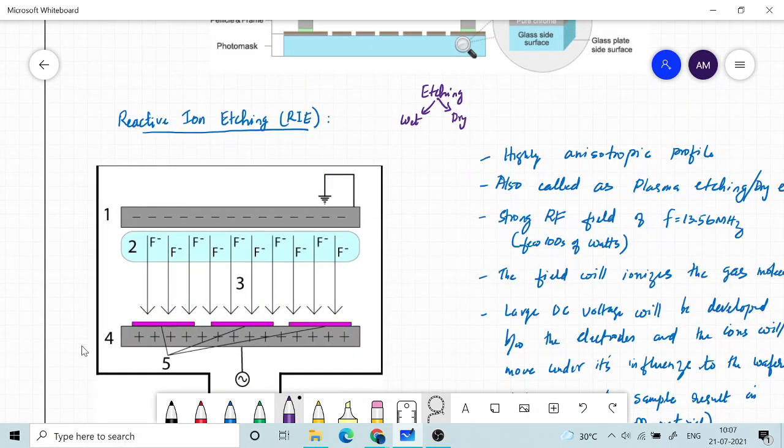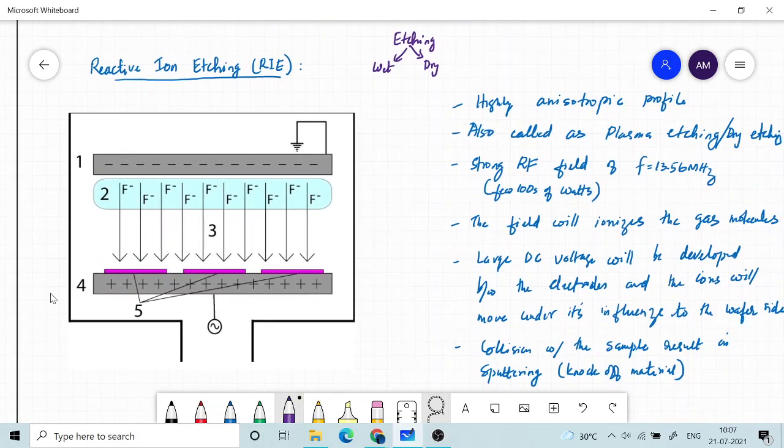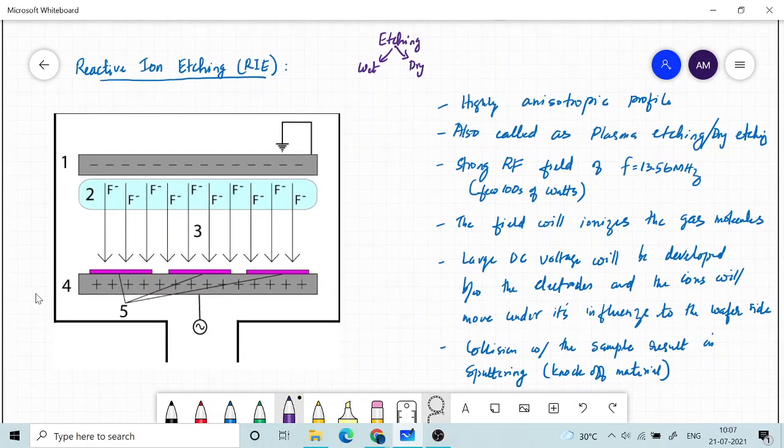Here is the diagram of dry etching, the schematic diagram of the setup. What you can see is the wafer, shown here in purple color. Two electrodes are there, a positive electrode and a negative electrode. On one side it is grounded, the other side it is applied to an AC source.